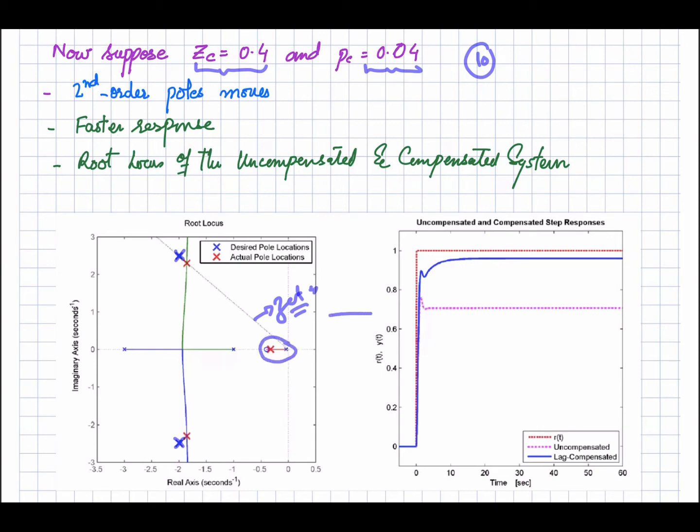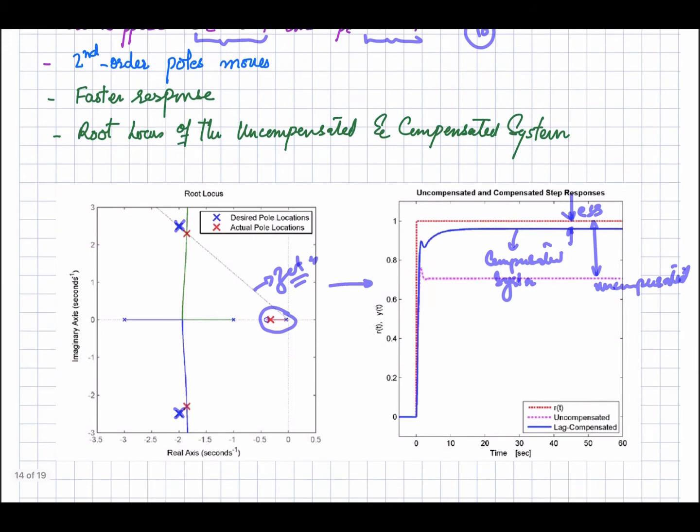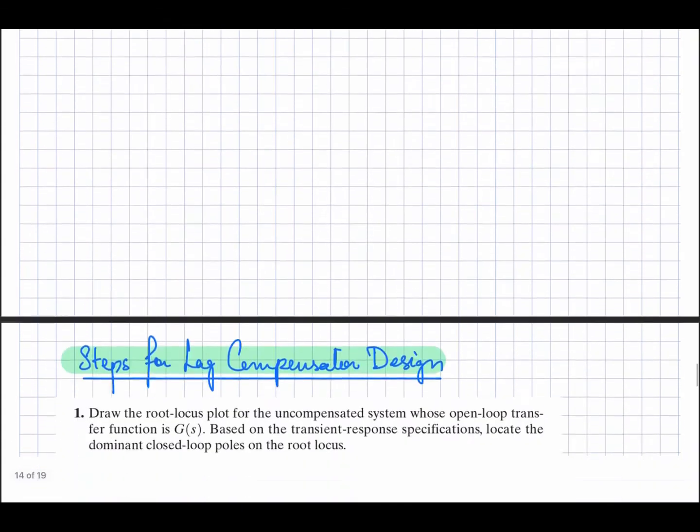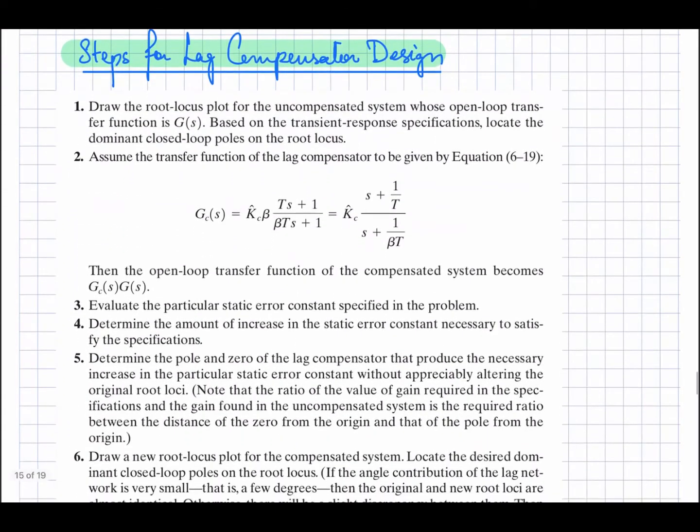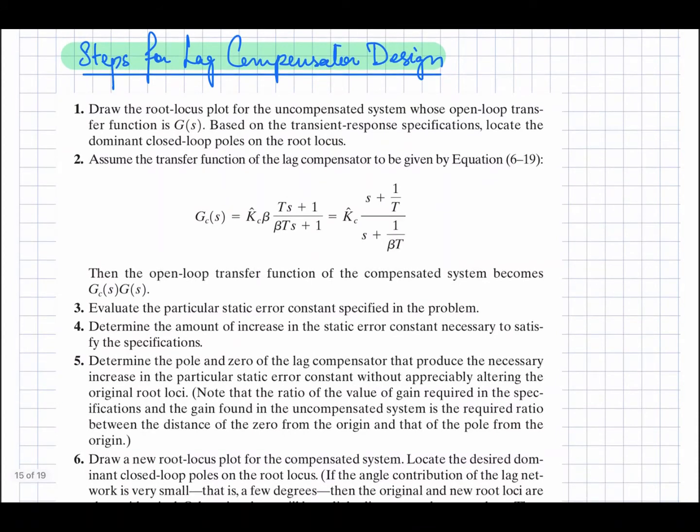Here you can see the step response for the system. This is the uncompensated system, and this is the response of the compensated system. Still we have a constant steady state error that you can observe over here, but it is quite less as compared to the uncompensated system. So by the introduction of the lag compensator, you can improve the steady state error without significantly affecting the transient response of your system. Here are some steps which are useful for designing the lag compensator.